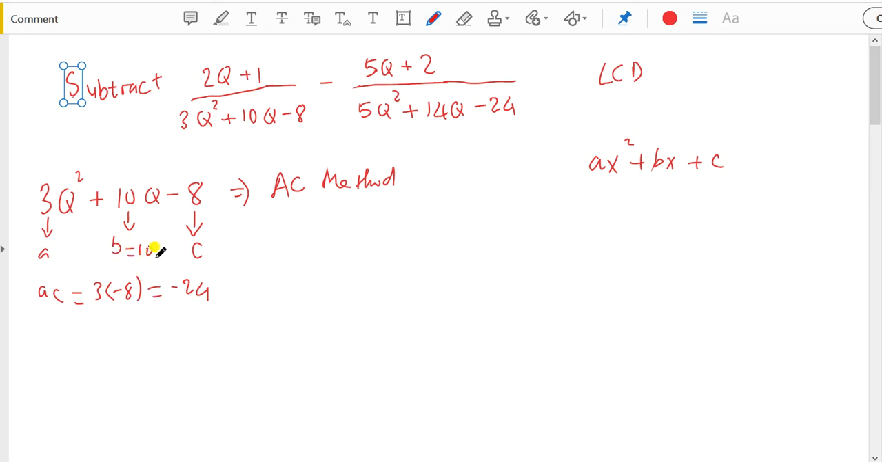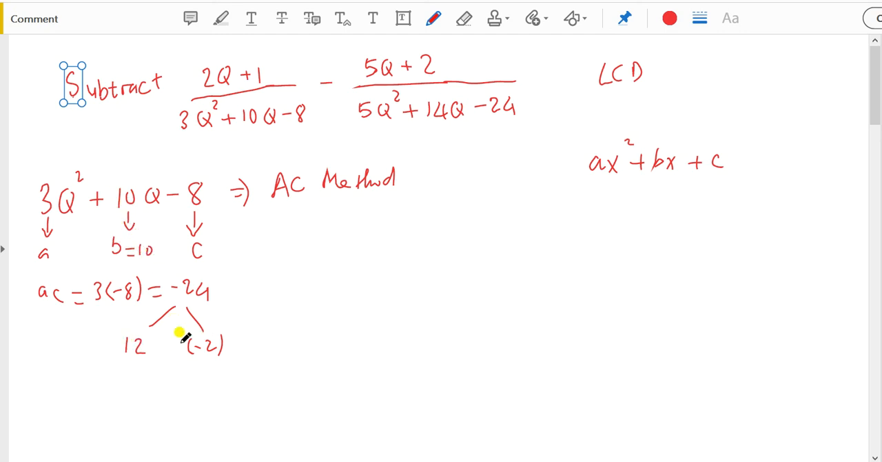Now we need to find two numbers that multiply together to give minus 24 and add together to give plus 10. If you do some trial and error, you should end up with 12 and minus 2, because 12 times minus 2 is minus 24, and 12 added to minus 2 is plus 10, or b.